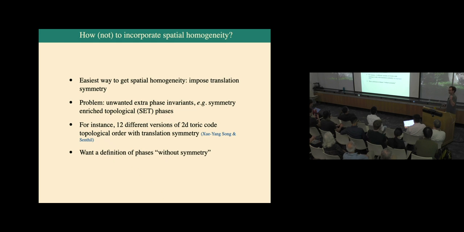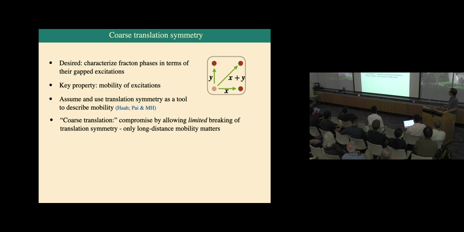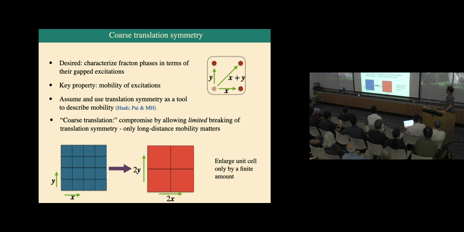And we would really like to be able to think about that underlying phase without any symmetry first. And then if we want, we can add symmetry later. Okay. So there's a compromise, which I think is a useful compromise. It actually came from thinking about fractons.